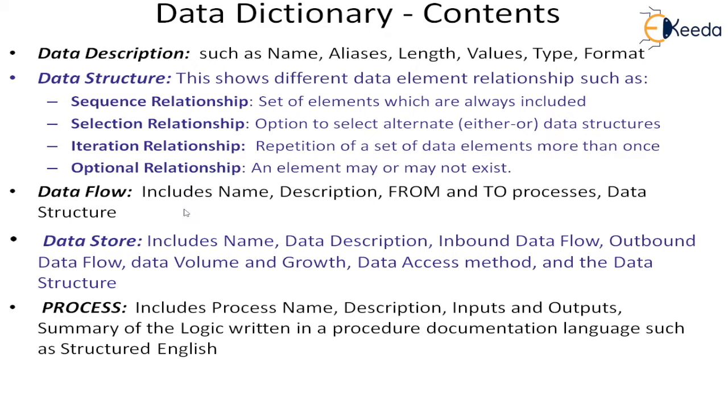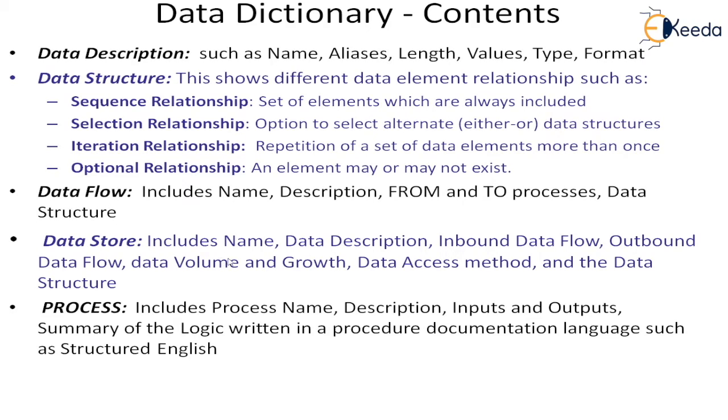Then come to the data flow. It includes name, description, from, to, processes, and the data structure of the data flow, because every data flow will have a name and a set of data which is moving. So we have to define the structure of each data flow in this way.